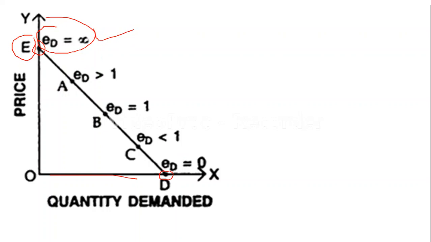And at point D, here the lower segment is 0 divided by ED, which is E to D. So elasticity of demand is 0 here. At point A, lower segment divided by upper segment, that is AD divided by AE. So here elasticity of demand is greater than 1. And at point B, BD divided by BE, yes, unitary elasticity of demand. At point B, unitary means elasticity of demand is equal to 1. At point C, elasticity of demand is less than 1. So this is known as the geometric method.